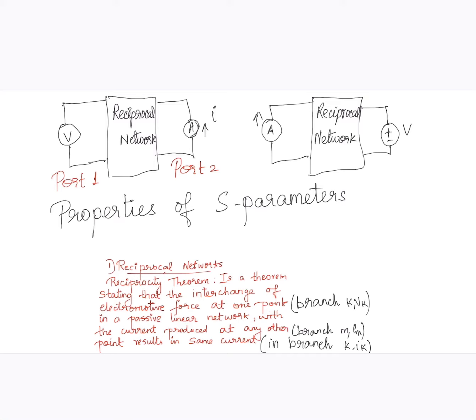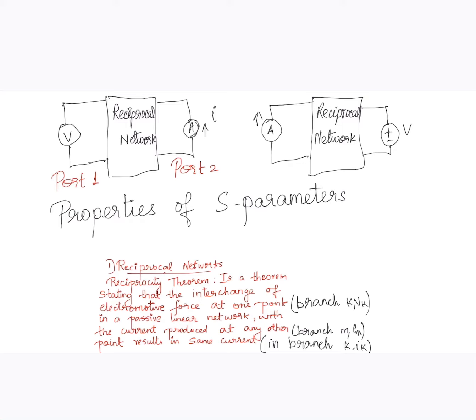That is, if a voltage across port 1 results in a current I across port 2, now if you interchange the voltage, that is, if you connect a voltage at port 2, you should receive the same current at port 1. So if you are interchanging the ports, it should result in the same current.